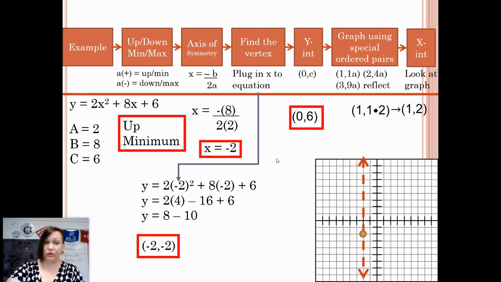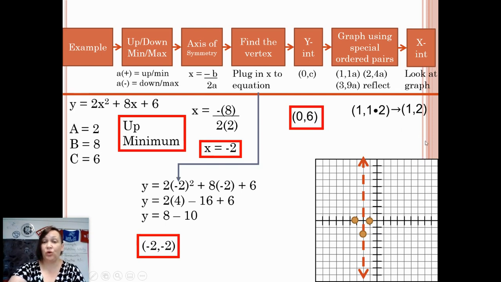We talked about this earlier. When your A is a whole number, your parabola is going to get skinnier. And it's going to get skinnier because it's rising faster. So instead of going over 1 and up only 1 space, I'm going to go over 1 from the vertex and up 2 spaces.